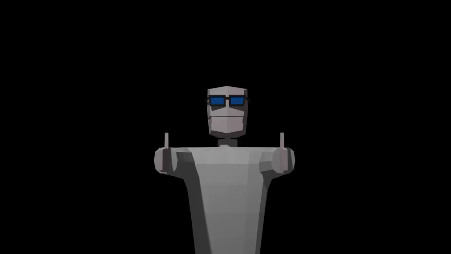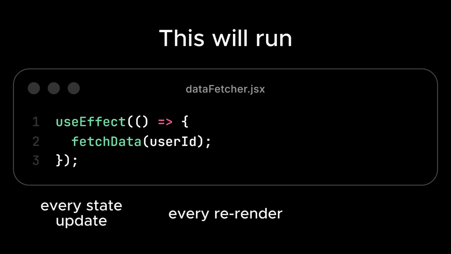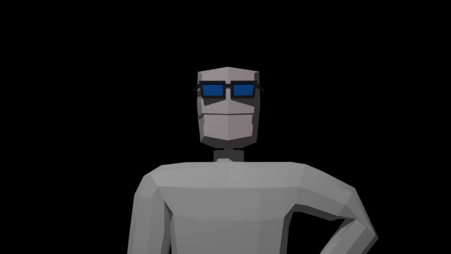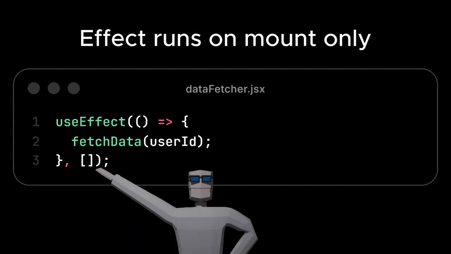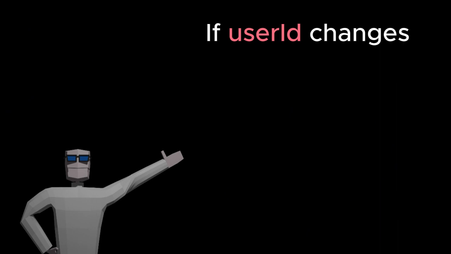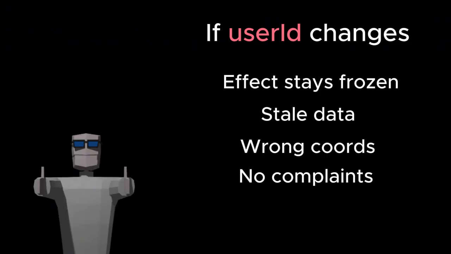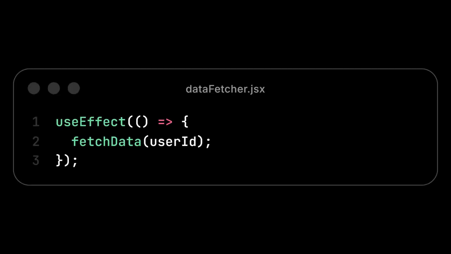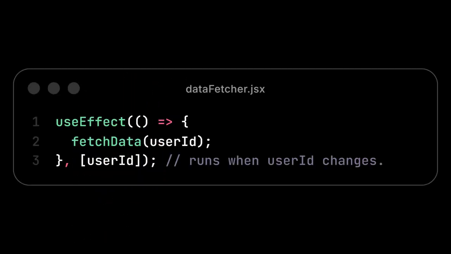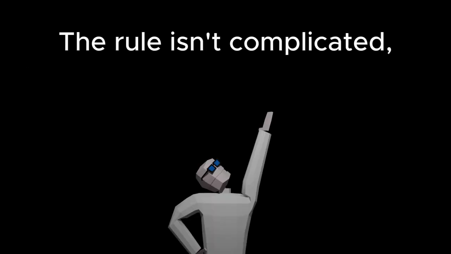This is the big one, the one that trips up even experienced devs. Here's the pattern. No array means this runs after every single render, every state change, every prop update. Fetch. Again and again. Add an empty array and it only runs once on mount. But now, if user ID changes, your effect never knows. Stale data, wrong user, no error. Just wrong. The fix is simple, but requires actual thought. Put every value the effect uses inside the array. If it reads user ID, user ID goes in the array. The rule isn't complicated. The discipline is.